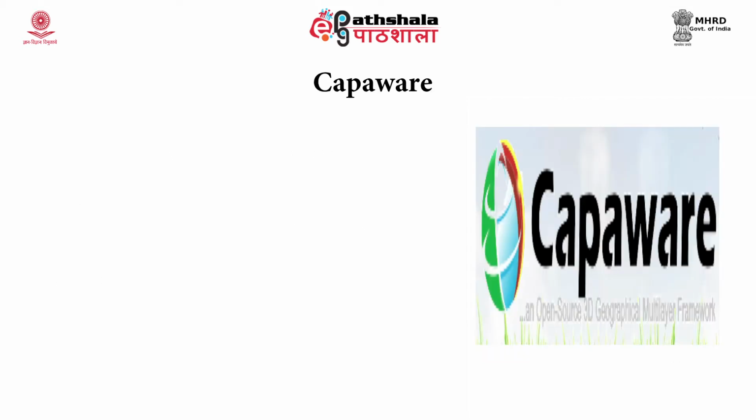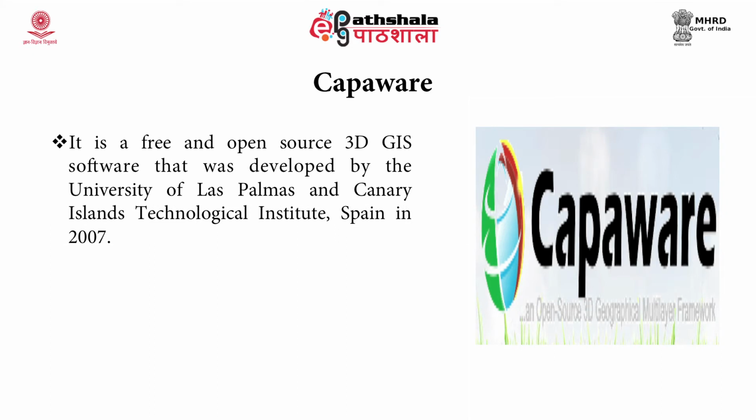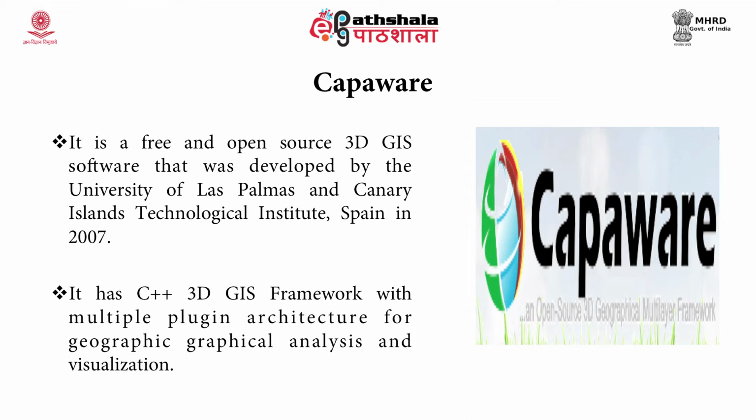Another software that is open source as well as free is Capaware, which is a 3D GIS software that was developed by the University of Las Palmas and Canary Islands Technological Institute, Spain in 2007. It has a 3D GIS framework which is based on C++ programming language with multiple plugin architecture for geographic, graphical analysis and visualization.